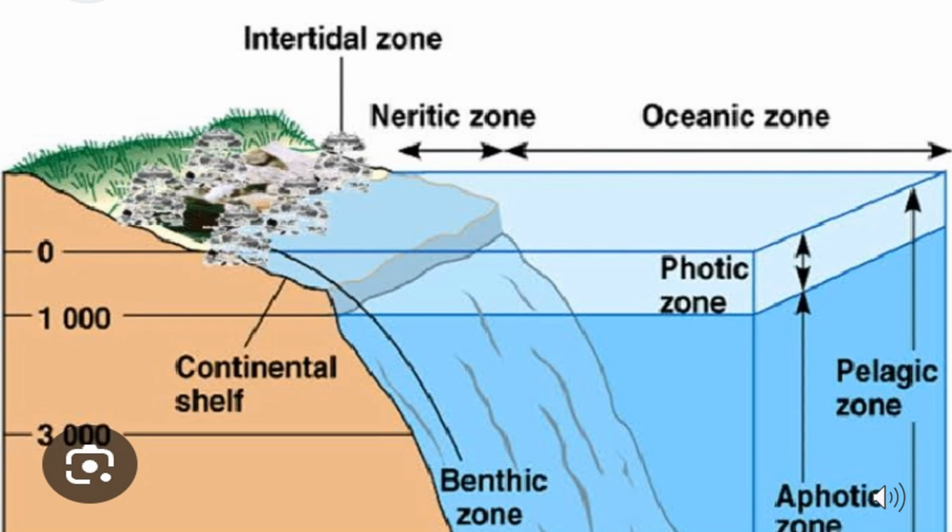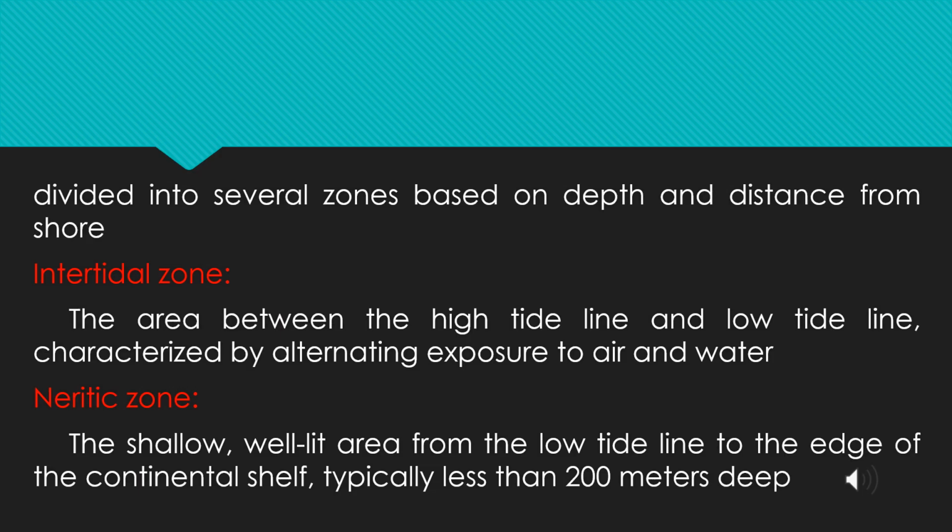And then zones of marine ecosystem. The zones present at the surface are known as the intertidal zone, then neritic zone, oceanic zone. The oceanic zone and photic zone are present at 1000 meters, and then pelagic zone, abyssal zone, benthic zone are present at 3000 meters. Several zones are divided based on depth and distance from the shore.